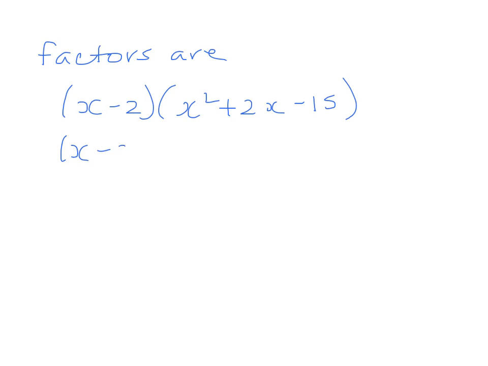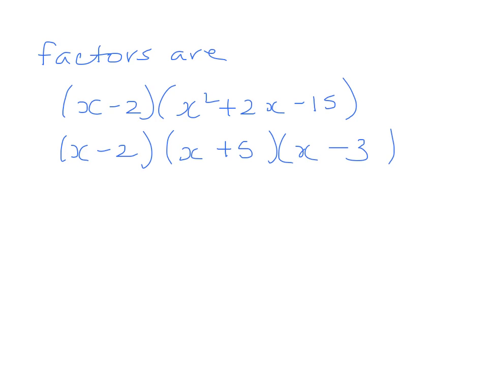So the x minus 2 is already factorised, and the x squared plus 2x minus 15 we would factorise in the normal way. So it's multiply to give, add to give. So multiply to give minus 15, add to give positive 2. So it would be positive 5 and negative 3.